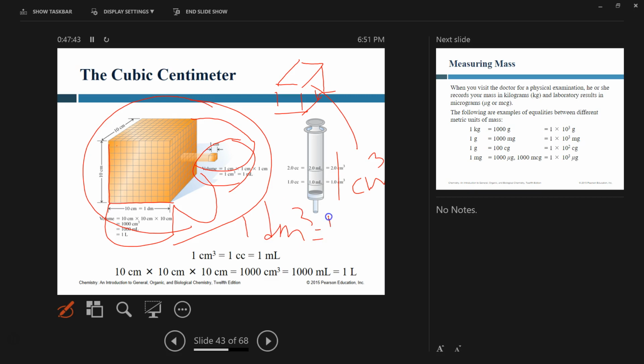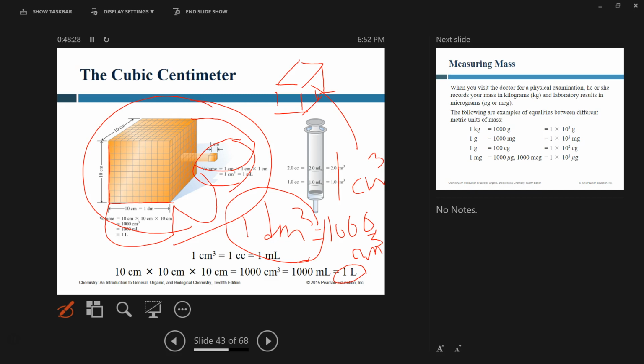Cubic decimeter is equivalent to 1,000 cubic centimeters. I'm sorry for the drawing, this pen is terrible. You with me? Now, the definition of a liter is that a liter and a cubic decimeter are the same. Does that make sense? By definition, 1 liter is the same as 1 cubic decimeter.